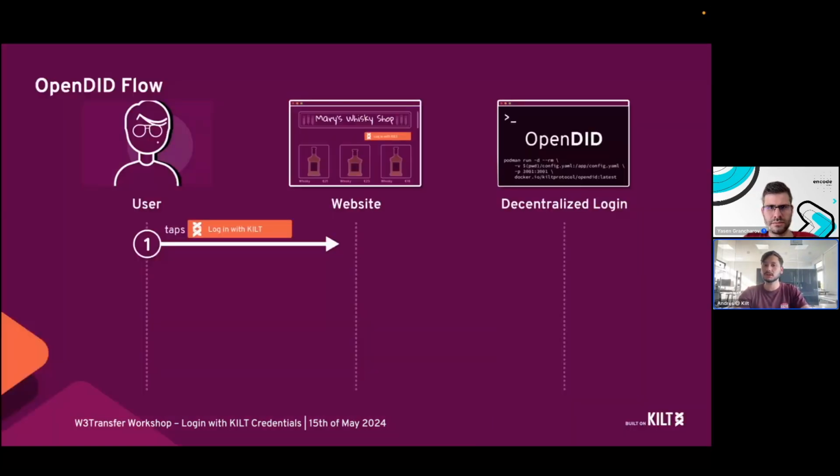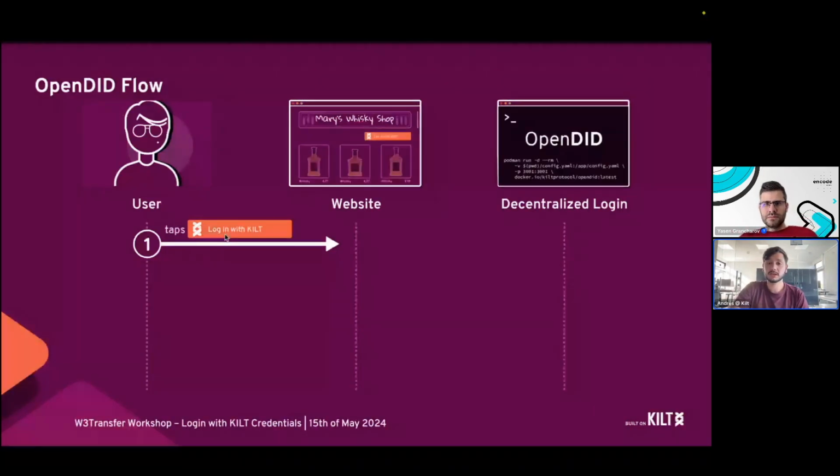So we're going to go through the OpenDID flow, very abstract. So what you really need to know: you have the user with the wallet, and you have the website. It could be anything. Here is an example, Mario's Whiskey Shop. It only has to add this button on the website. And of course, now it will be your implementation of W3transfer. And then you have the decentralized login that is the OpenDID containers. They have some backend and some front end, KILT front end.